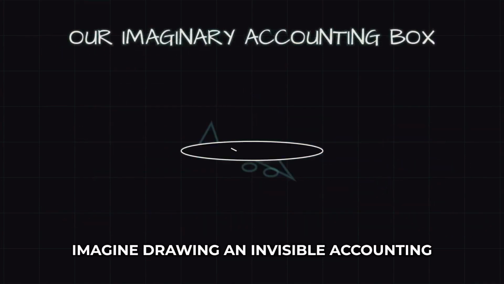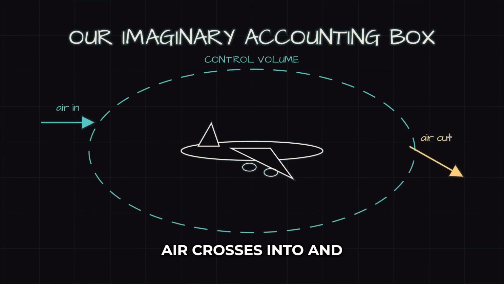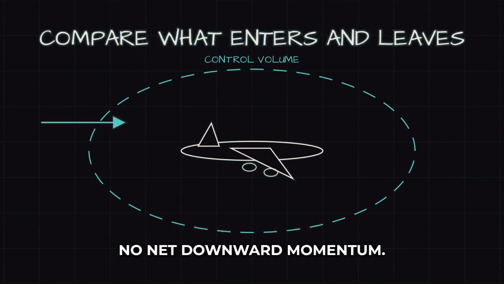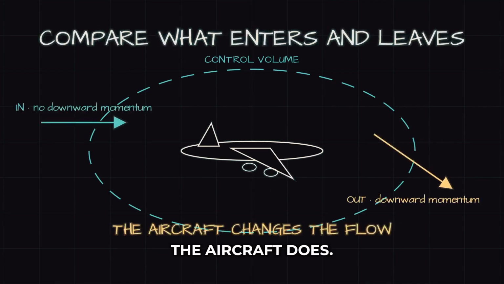Imagine drawing an invisible accounting box around the whole aircraft and the nearby air. Air crosses into and out of this boundary. We do not need to follow every molecule. We compare what enters with what leaves. The incoming flow has no net downward momentum. The wake leaving behind the aircraft does.